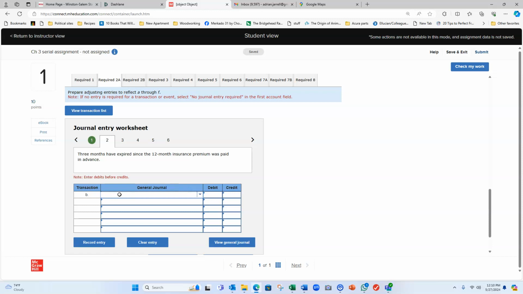Three months have expired. We said that was $175 a month, $525 total. So we're going to have insurance expense, $525, credit prepaid insurance, $525. Record the entry. This one, I think I need to record that one. There we go.